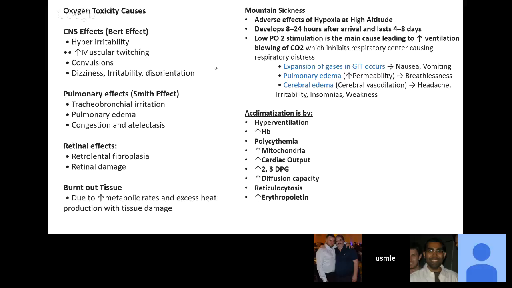The other signs, which are a bit faster to happen, are the effect of the expansion of gases within the GI, which leads to nausea and vomiting. So, nausea, vomiting, dyspnea, headache, irritability, and everything else are going to be caused by the low oxygen, and they blow out CO2 faster, trying to bring as much oxygen as possible inside. So how are you going to adapt to it?